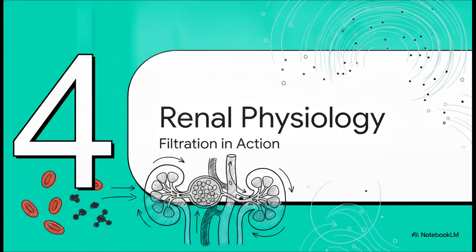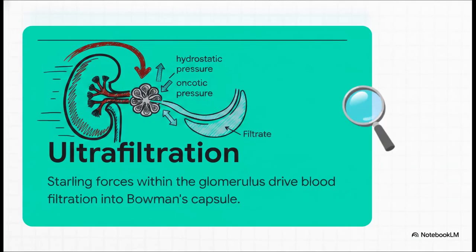Section 4. Renal physiology and filtration. The whole physiological process kicks off with ultrafiltration. Think of this as the body's ultimate pressure washing system. Unfiltered blood is vigorously pushed through the glomerulus, and fluid is literally forced into Bowman's capsule.